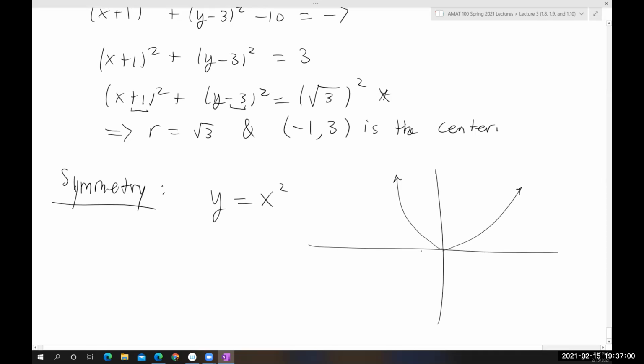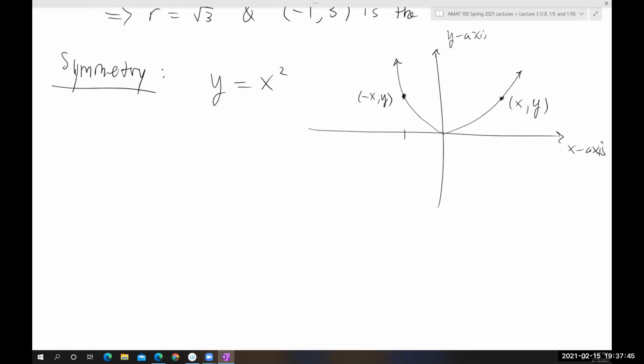And it's clear, just visually or geometrically, that it has a symmetry about the y-axis, or with respect to the y-axis. I mean, this is not a perfect drawing, but the graph has this property that if (x, y) is a point on the graph, then (-x, y) is a point on the graph. This is called symmetry with respect to the y-axis.